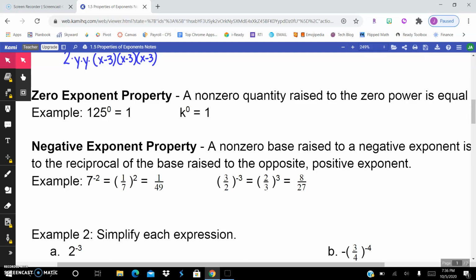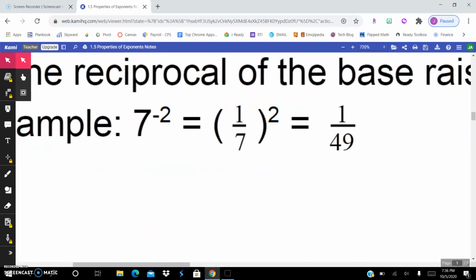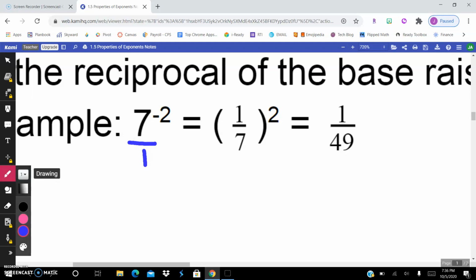Next is negative exponent property. A non-zero base raised to a negative exponent is equal to the reciprocal of the base raised to the opposite positive exponent. So for an example here, I have 7 to the -2nd power. And if you think about 7 as a fraction, we would just put a 1 under it, and then you take the reciprocal of that. So you flip it over and you have 1/7, and once you flip it, that makes the exponent positive. And then you distribute that 2 to both the numerator and the denominator. So 1 squared is 1, and 7 squared would be 49.